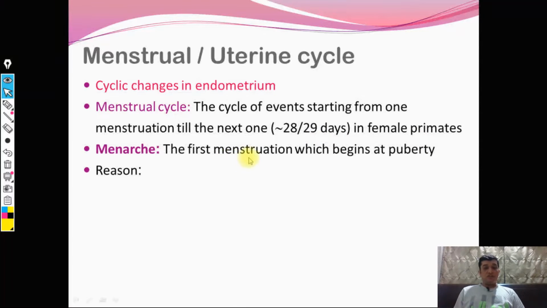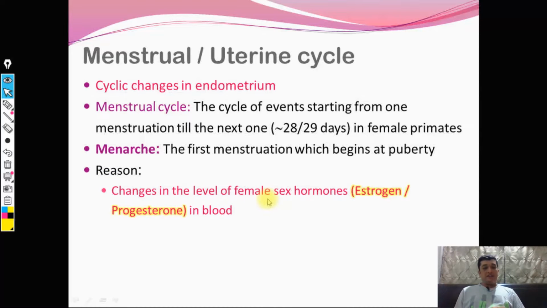Why is this first menstruation initiated? The reason is very easy: it is under the influence of the female sex hormones, that is estrogen and progesterone. Definitely this estrogen and progesterone can be released only when there is release of FSH and LH, that is gonadotrophin, and gonadotrophin can only be released when there is GnRH, that is gonadotrophin releasing hormone. So, it is ultimately until the release of gonadotrophin from the hypothalamus that such changes in estrogen and progesterone could happen. So, the reason is that at the age of puberty you have release of gonadotrophin, which ultimately leads to release of estrogen and progesterone, and that leads to menarche.